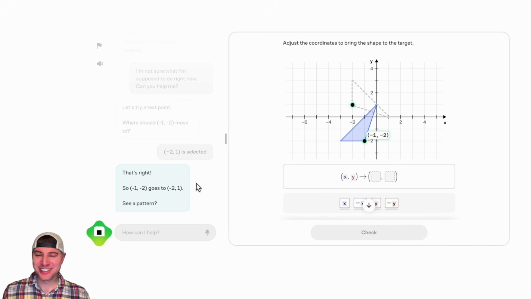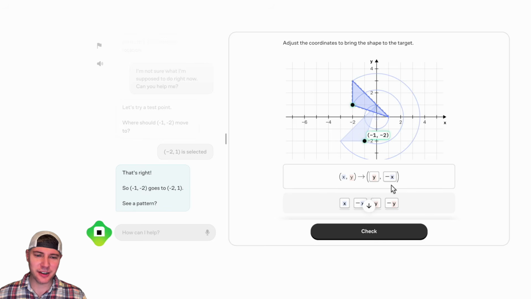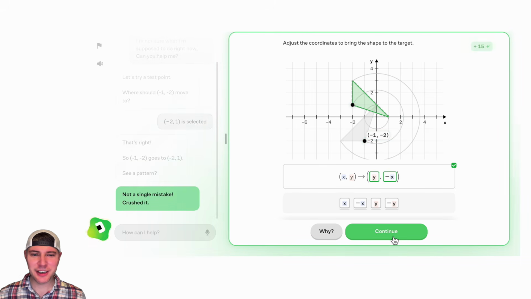See a pattern? So then you can tell that this y is the same as this x. So in the x place, we can put in y. Does that make sense? Y. And then for the other spot, this 1 is the negative of this -1. So that means we want to put in the negative x here. And we can see that it worked. We hit check. Clean sweep, not one wrong answer. And it's the correct answer.